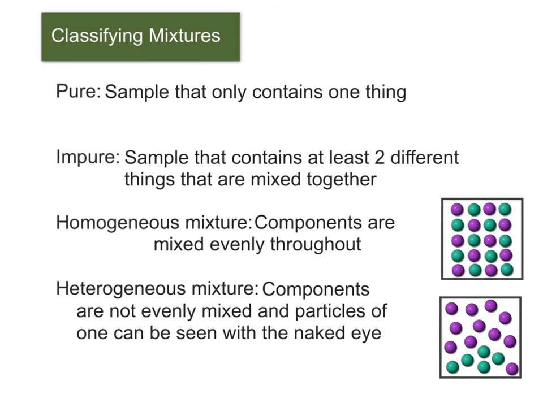All right, a heterogeneous mixture is one where the particles are not evenly mixed, and so in this case down here, if we took a sample from the bottom down here, we would get mostly green particles, but if we took one from the top up here, we would get mostly purple. Okay, and so this is a case of differences depending on where you look in the sample, and it's not evenly mixed, so that's heterogeneous.